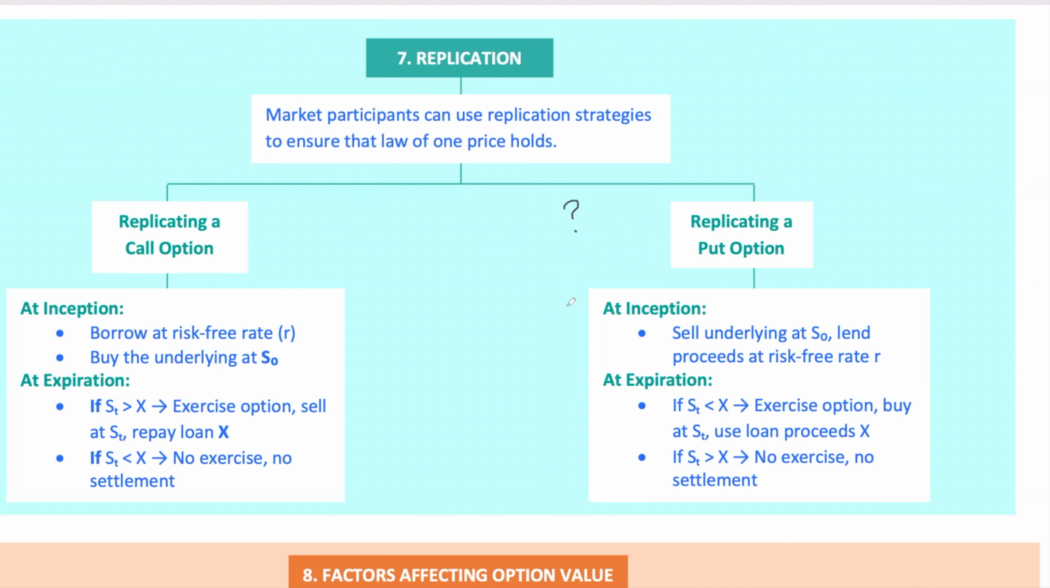So why does replication matter? Simple. It keeps the financial markets honest. If an option is overpriced, traders can just build a cheaper version themselves, forcing prices back to fair value. It's also a go-to strategy for investors who want the same payoff as an option without actually buying one, especially when options are expensive or hard to trade. And for portfolio managers, it's a game changer for hedging risk without needing a direct option contract. In short, replication isn't just theory. It's a powerful tool that keeps pricing in check and opens up smarter ways to trade and manage risk.